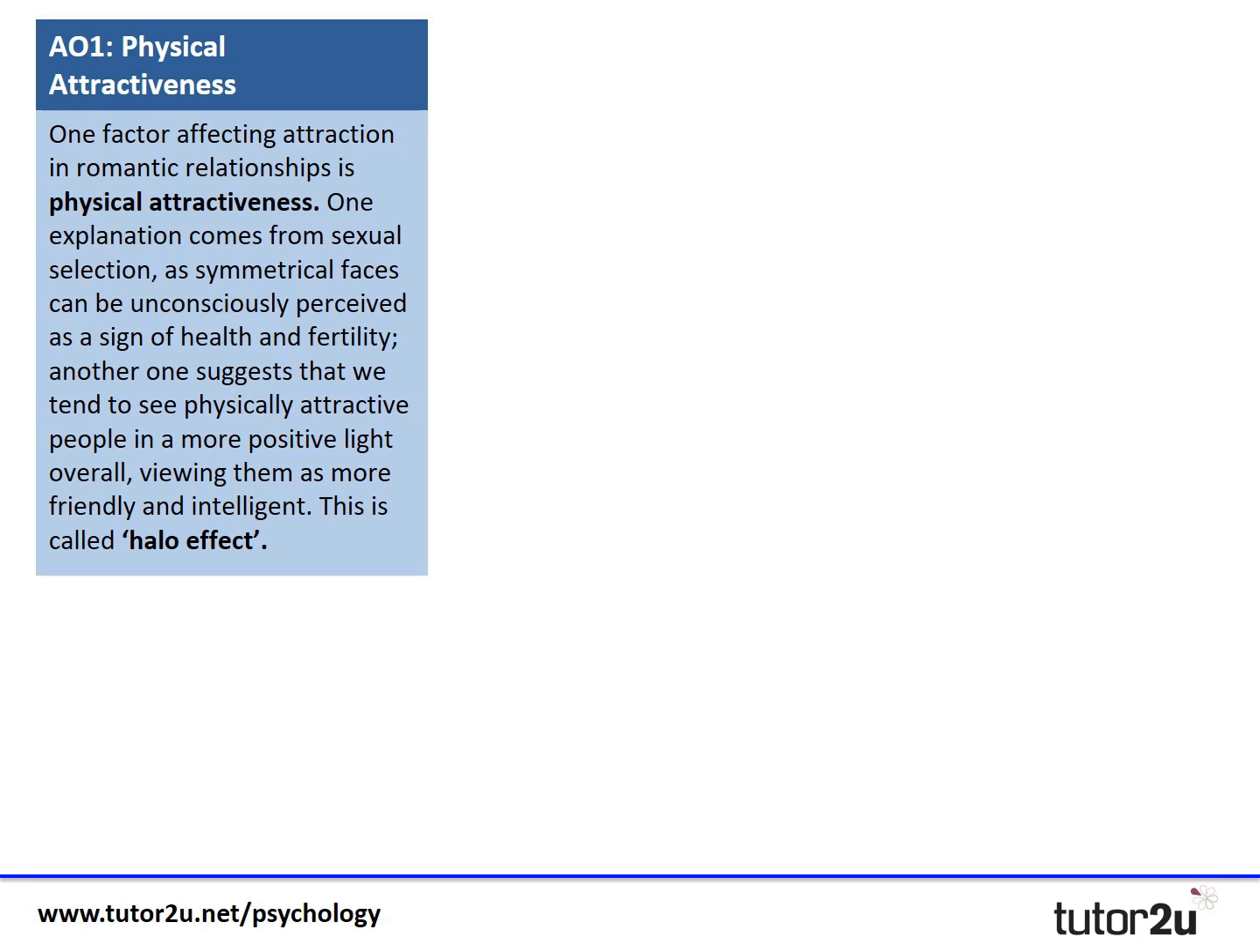Let's start with a blank canvas, and in terms of our AO1 we could say that one factor affecting attraction in romantic relationships is physical attractiveness. One explanation comes from sexual selection, as symmetrical faces can be unconsciously perceived as a sign of health and fertility. Another suggests that we tend to see physically attractive people in a more positive light overall, viewing them as friendly and intelligent, and this is called the halo effect.